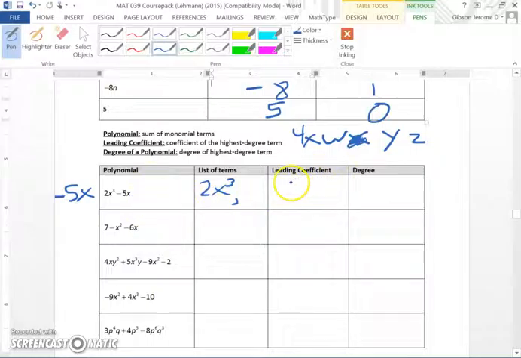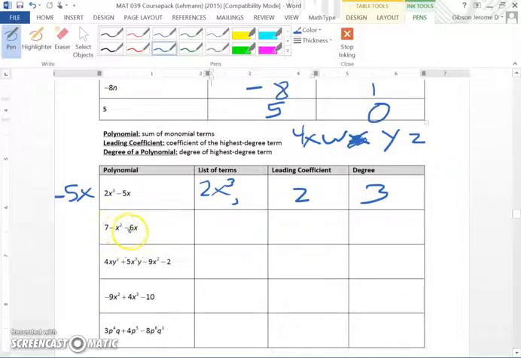Now we come here to the leading coefficient. Now what we do is we look at the term that has the highest degree. This term here has a degree of 3. This term here only has a degree of 1. So the leading coefficient would be 2 because it lines up with the highest degree. Now we want the degree of the polynomial. It's the highest degree, which here would be 3. Does everyone follow that? Okay, now we come here.